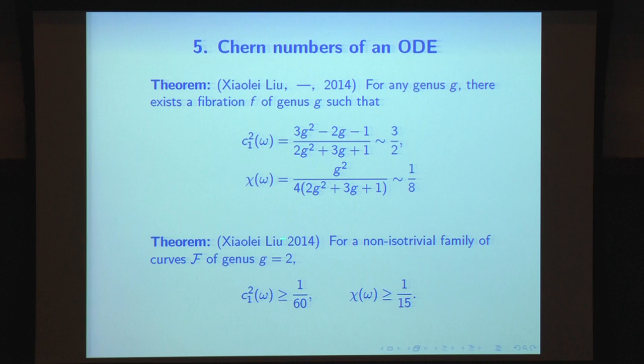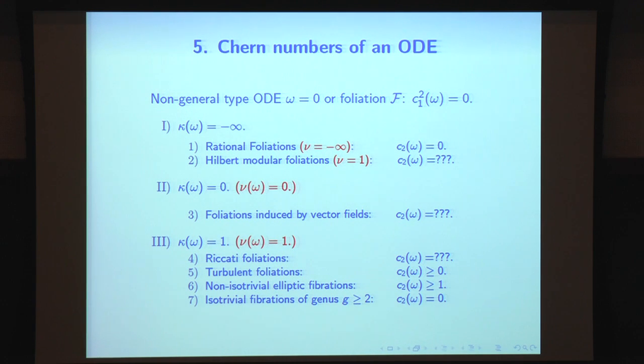My former student Liu obtained the optimal Noether bound for the genus 2 case for the modular invariants. If this family is not isotrivial, this means these two numbers are positive. So this is the optimal Noether bound for genus 2 fibrations. So maybe our invariants can be used to classify ODEs.